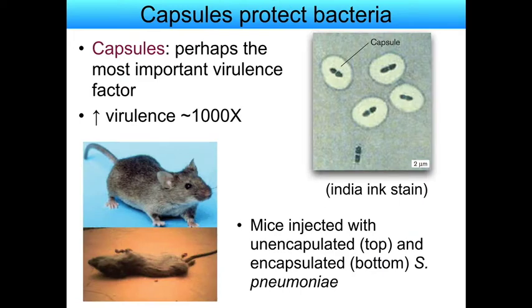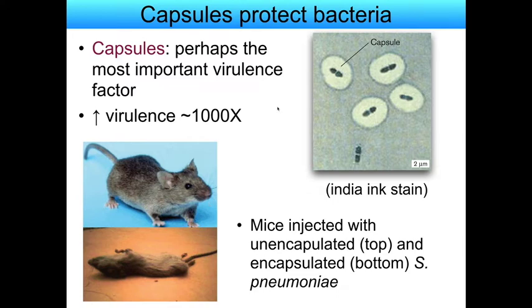Now, capsules are a very important virulence factors because they protect the bacterium from the immune system. And with Streptococcus pneumoniae, for example, the virulence increases 1,000-fold if it's encapsulated. If you look on the left panel, you'll see 2 mice. The upper mouse and the lower mouse were injected with exactly the same amount of Streptococcus pneumoniae, but the upper one was injected with a non-encapsulated one. The lower one had the capsule.